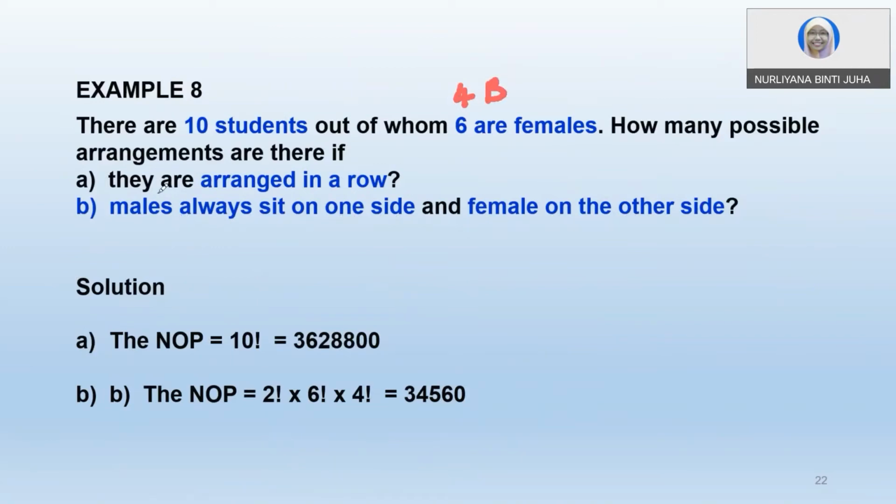Okay. So first kita cari yang they are arranged in a row. Duduk semua sekali. 10 orang ni duduk semua sekali sebaris. So meaning that there is no restriction. This one. No restriction, yeah. So we just put it as 10 factorial, okay. And then for B, male always sit on one side and female on the other side. So kita ada dua option, sama ada male sebelah kiri or female sebelah kanan. Oops, or female sebelah kanan, yeah.